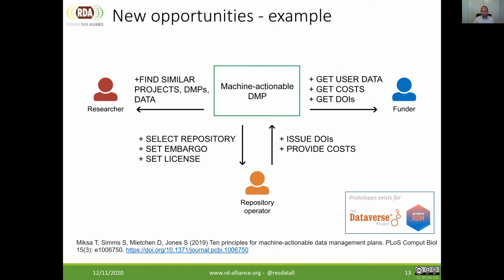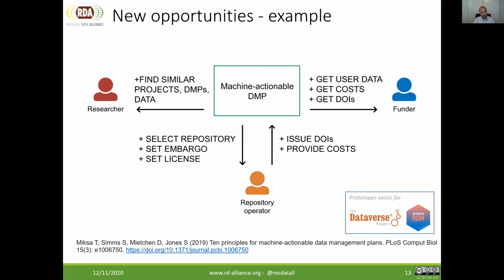So one of the examples of how we can use MADMPs is in this figure. We imagine you have three actors here: researcher, repository operator, and funder, and they interact with each other by exchanging MADMPs. So for example, the researcher describes the data in the DMP and says that a given data set will be put into repository A, and it will be published under the CC BY license after 2 years of embargo.